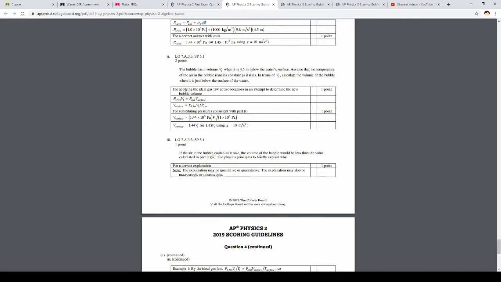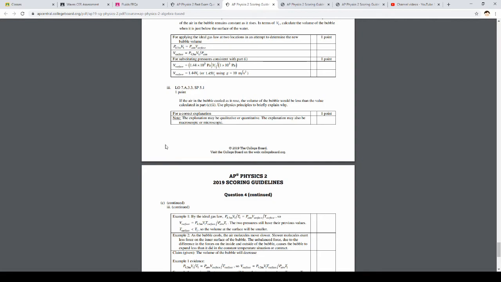Part 2 is dealing with the change in volume using the ideal gas law. We know that the pressure times volume equals nRT, and the pressure times volume at depth is going to be equal to the pressure times volume at the surface, because n, R, and T are remaining constant. So substituting in the pressures and getting your answer.